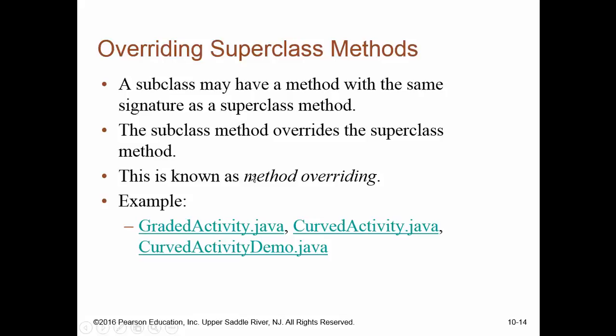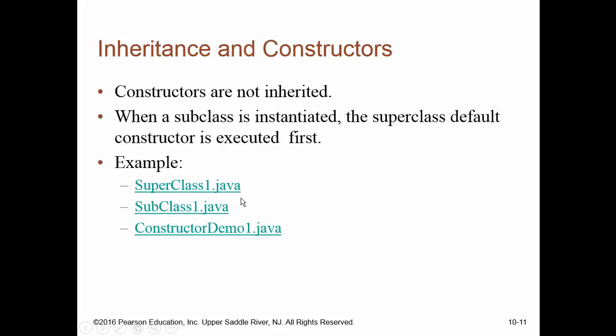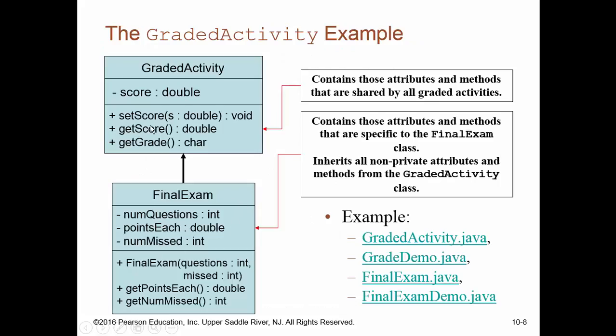Overriding. Okay? What that means is, if we look back, way back here, we've got a set score, we've got to get score, we've got to get grade. If we wanted to, let's say for a final exam, we set the score differently. Let's just say we did. We could take this set score, exactly like it looks, and we could put it down here. What that would mean is we would figure out how to set the score differently for a final exam versus for a graded activity.